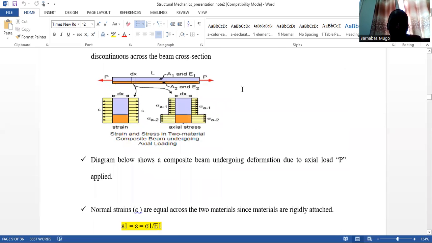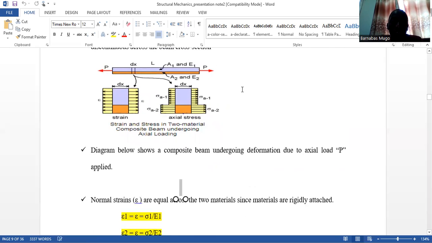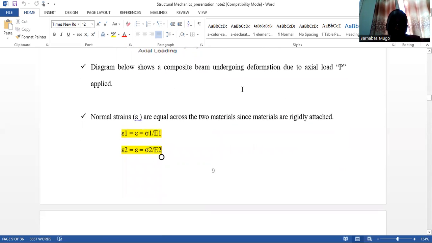In the compound material, one thing that you need to know is that the stress is different. That is, material 1 and material 2 have two different stresses. But when we come to the strain, they are the same. The strain is the same in the case of a compound material, while the stress is different. But when we are calculating the Young modulus, it will always be given by the ratio of the stress over the strain.